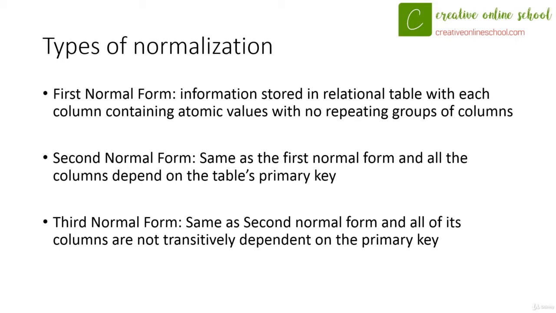And then going on to the third normal form, it builds upon the second normal form and includes all of the same rules, except it also adds that all of its columns are not transitively dependent on the primary key. Now, being transitively dependent means that if you have two items, A and B, and A changes, and it causes a change in B, those two items are transitively dependent and must be split into two separate tables. We'll get into this later in the video.